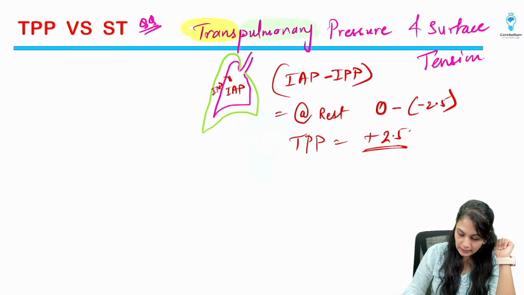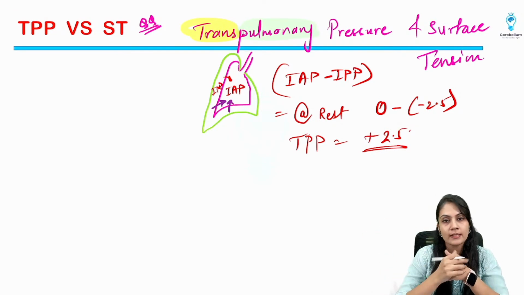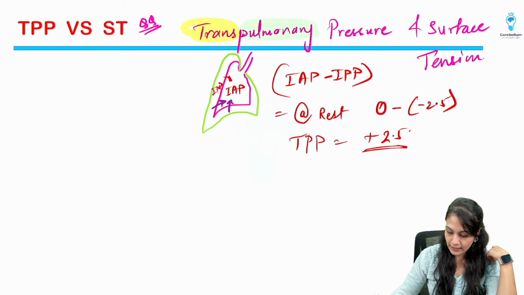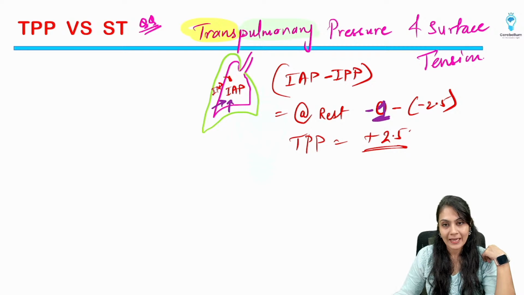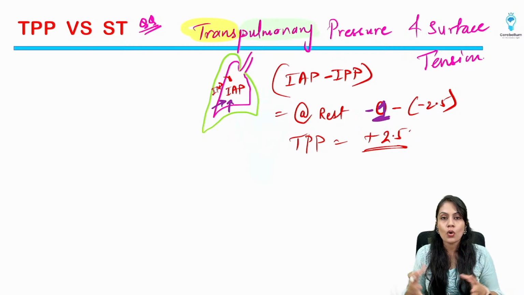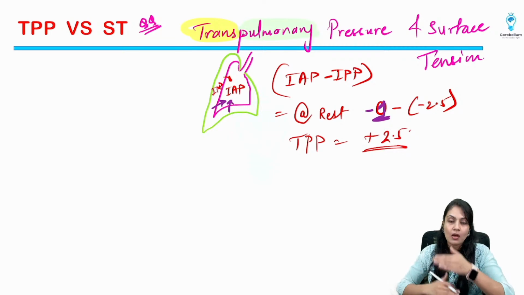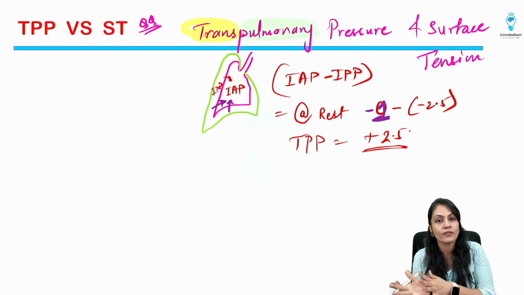Now understand the relation of surface tension. Usually it is inversely proportional to it. Why? Because the more the transpulmonary pressure, that means if suppose I say that this is minus 1, what is going to happen to this? It is going to be lesser, right? So if the IPP is going to be more, then the transpulmonary pressure is going to be lesser. And how are they related to the surface tension?